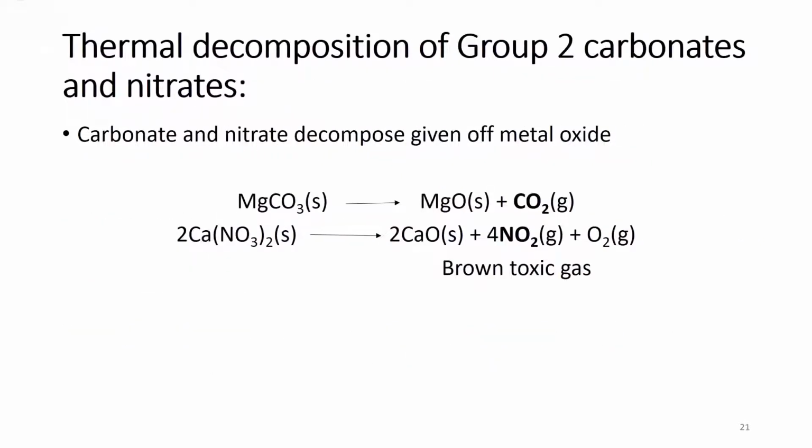Now moving to the thermal decomposition of group 2 carbonates and nitrates, they decompose at high temperature, giving off metal oxides. In the case of carbonates, it gives off metal oxide and carbon dioxide. But in the case of the decomposition of nitrates, it gives off the metal oxide and the toxic nitrogen dioxide gas, which has a brownish color.